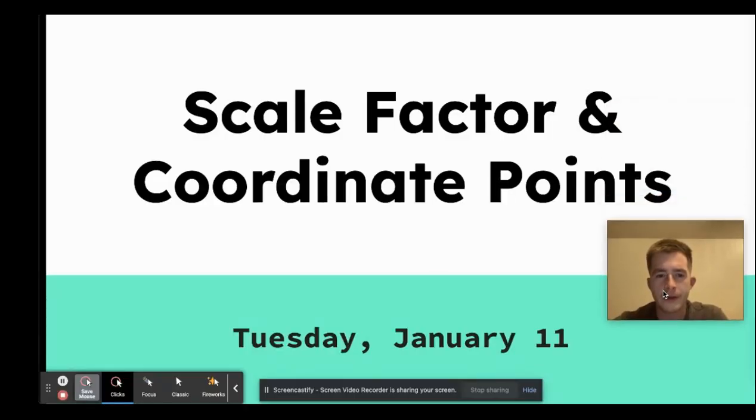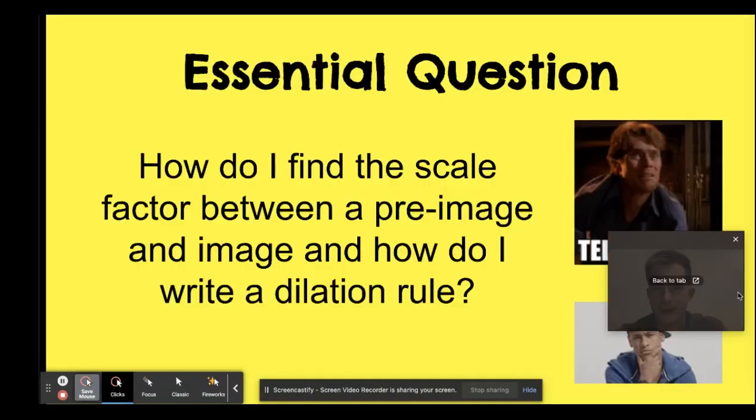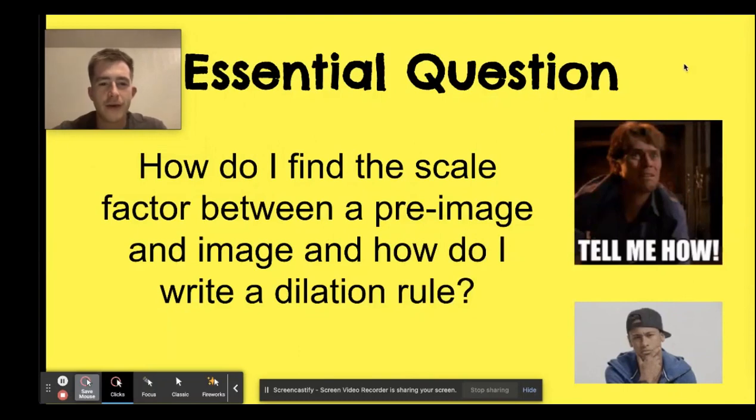All right. Scale factor and coordinate points. All right, continuing on the amazing things that we did yesterday. Let me move my face over here. Okay. How do I find the scale factor between a pre-image and image? And how do I write a dilation rule? Check it out.